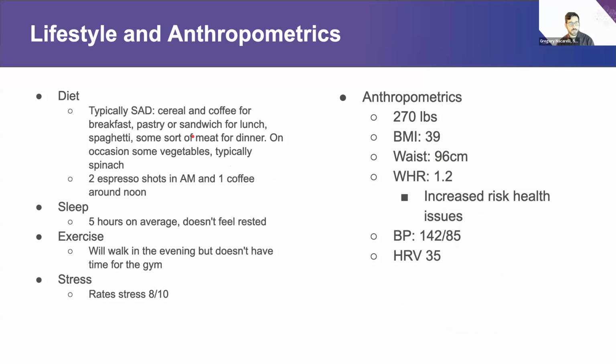His diet, typically a standard American diet: cereal and coffee for breakfast, pastry or sandwich for lunch, spaghetti, some sort of meat for dinner, on occasion some vegetables, typically spinach. Loves his caffeine. As one thing you'll see with people with chronic fatigue, they will go for caffeine because it gives them energy, which helps in the short run, not so good in the long run. Espresso shots in the morning, and then when he's feeling a little bit more tired in the afternoon, when that wears off, he'll have another coffee.